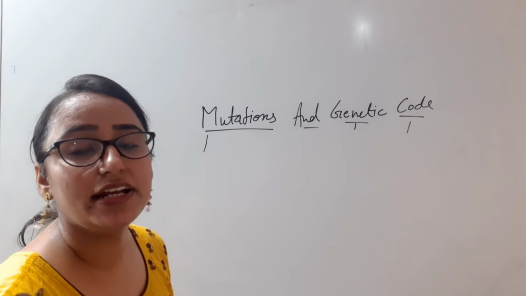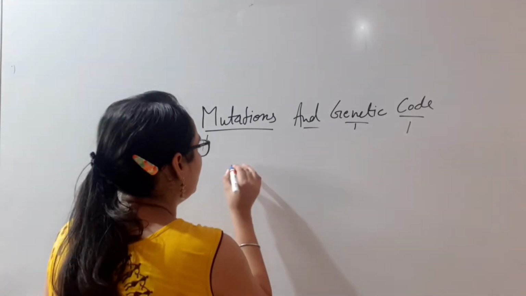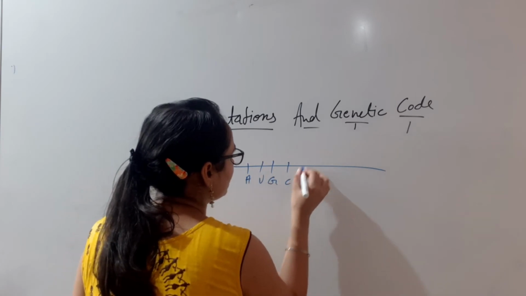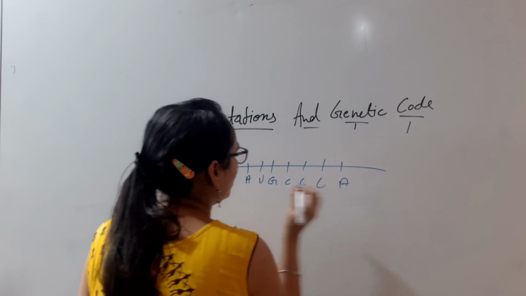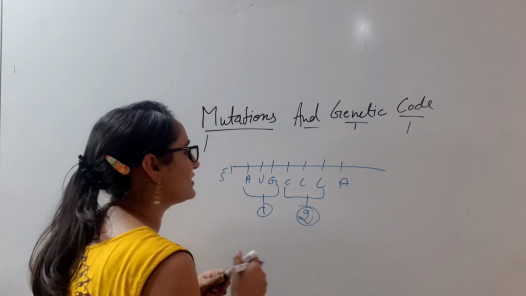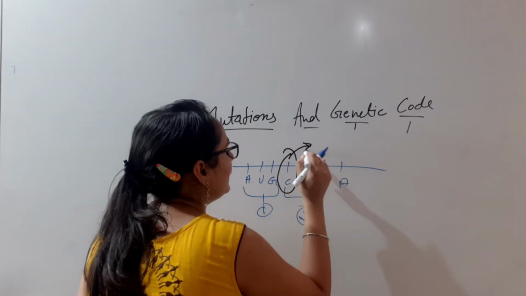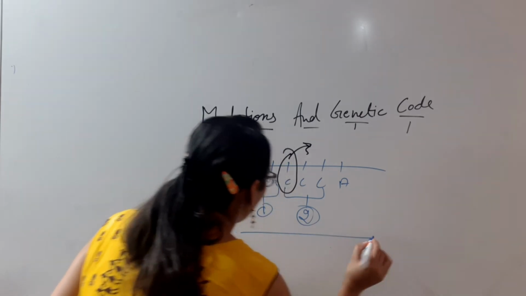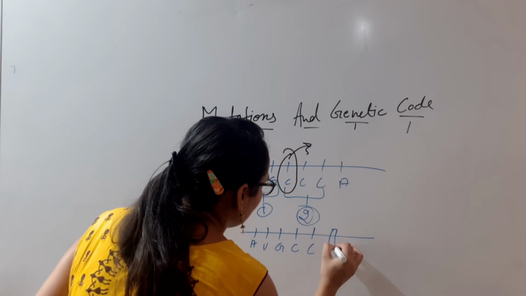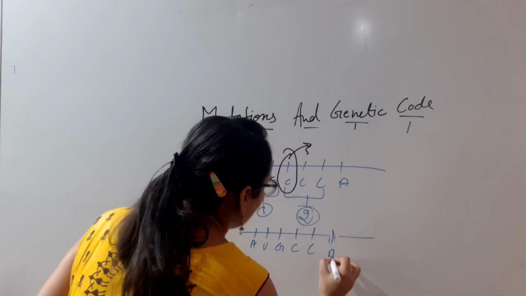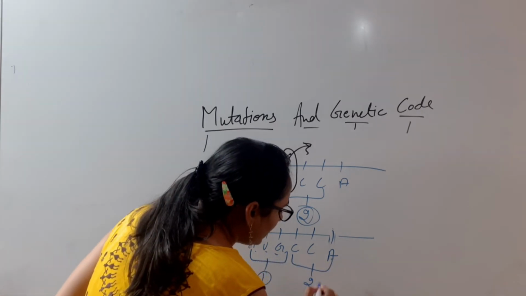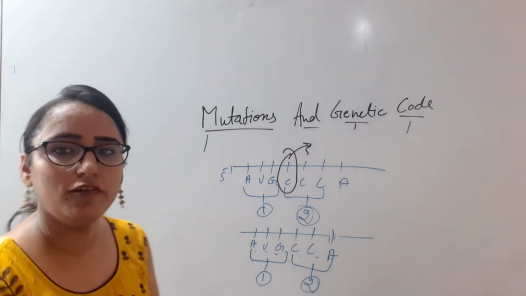Point deletion, that is the deletion of only and only one nucleotide. Suppose this is the RNA sequence AUGCCCA. Okay. So this is the first codon, this is the second codon. If these nucleotides get deleted, then the new sequence of mRNA will be AUGCCCA. Here the first codon is AUG and the second codon will be CCA. So the codon will get changed.